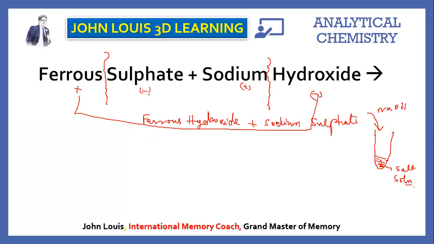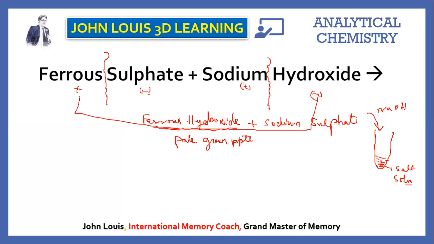Okay, so what is the color of ferrous? Green, am I right? Yes. Pale green. So you will get a pale green precipitate.